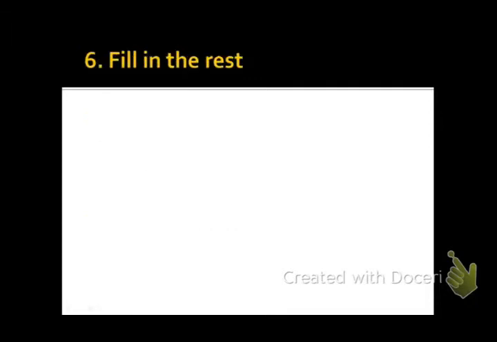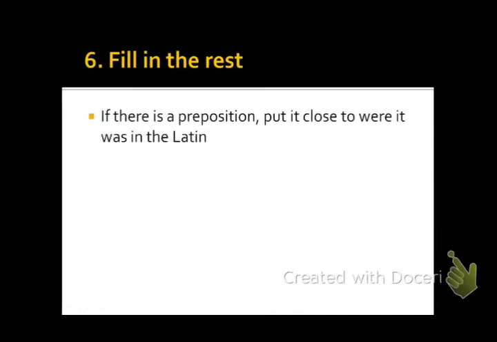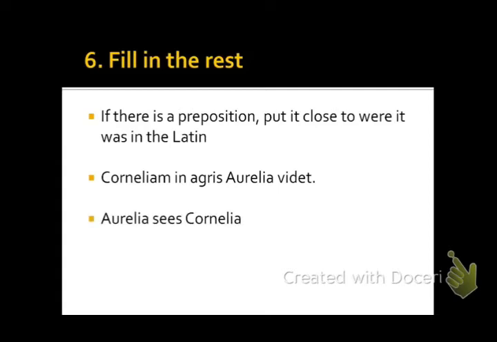Then the last step is that you fill in the rest of the sentence. So what I mean by the rest of the sentence is, in this example, there's a preposition, which we already talked about. So you put it close to where it was in the Latin. So in our sentence we have cornelium in agris Aurelia videt. In agris, it's close to cornelium. Usually you can keep the preposition with the word that was before it. So you have Aurelia sees Cornelia in the fields. Alright, fill in the rest. You put it close to where it was in the Latin. It was right with cornelium, and we're looking at someone in the fields.